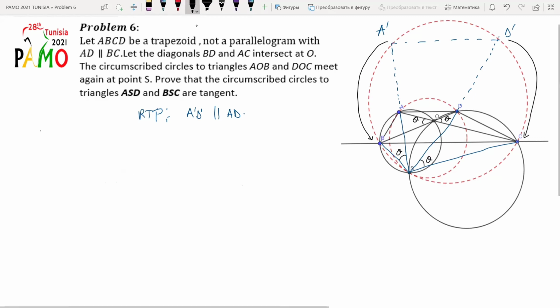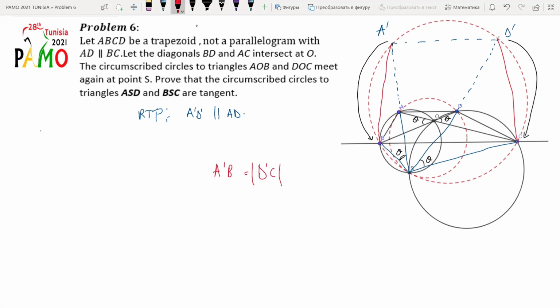When we apply all these things I just said, if these two angles are equal, it means that these chords subtend the same angle on a bigger circle. So this chord, A prime B, is going to be equal to this other chord, B prime C. So they are segments, so we'll have to include this. Because these two are equal, it means that these other two lines are parallel. So A prime D prime is parallel to BC.